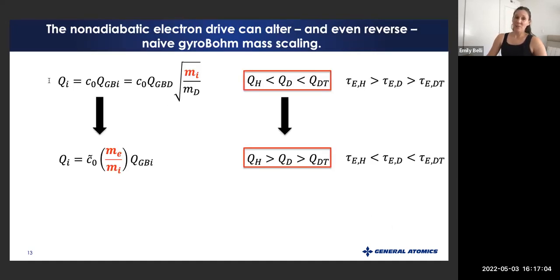The overall idea is that while naive gyroBohm mass scaling is based on the physically unrealistic assumption of adiabatic electrons, when kinetic electron dynamics are properly retained in the gyrokinetic analysis, we expect a more complicated scaling where C0 gains additional dependence on the electron-to-ion mass ratio. The ion mass dependence of C0 typically opposes the baseline gyroBohm ion mass dependence of QGBI, and as we will show, can in some cases dominate and reverse the gyroBohm ion mass scaling such that QH is greater than QD is greater than QDT.